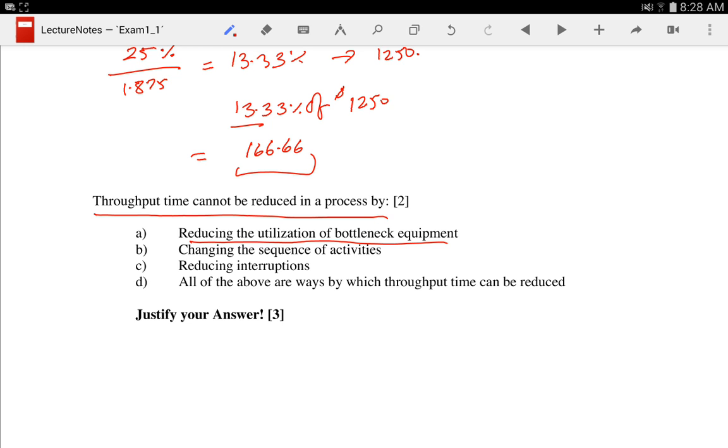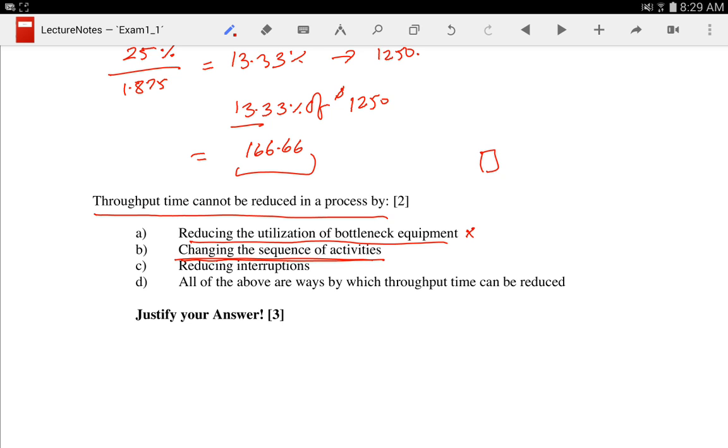They will have to wait in the queue shorter and shorter, so the product will flow faster from the beginning to the end. So this is obviously not the right answer, right? Throughput time can be reduced this way. Changing the sequence of the activity, this probably tricked most of the people. Changing the sequence of the resources doesn't change it, but changing the sequence of the activities might change it. That would also mean changing to whom the activity is assigned.